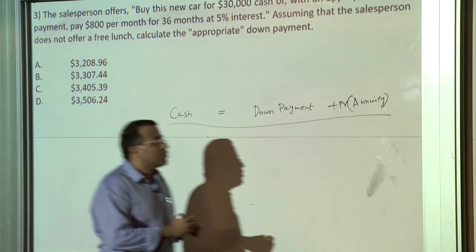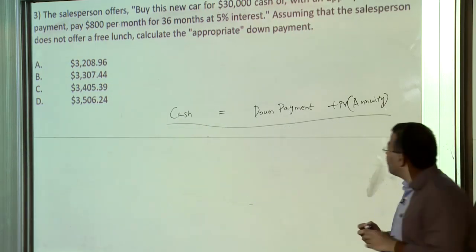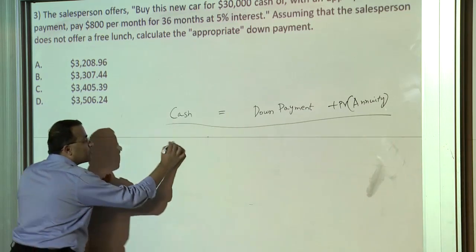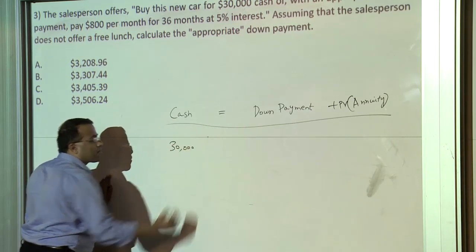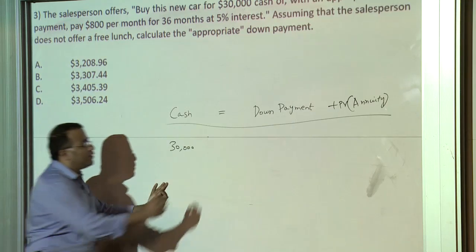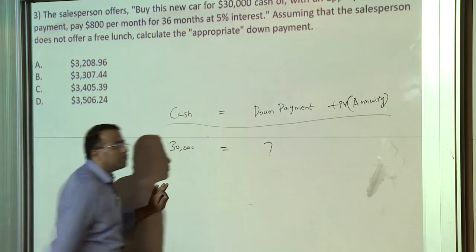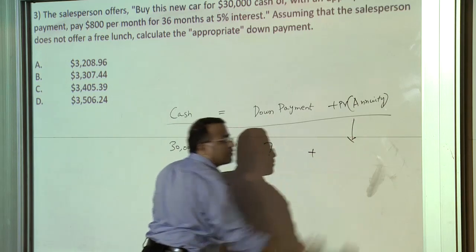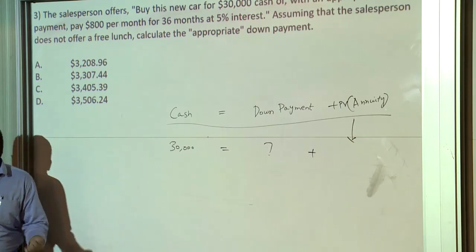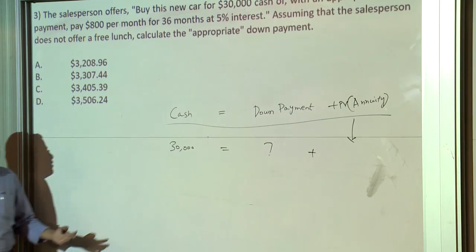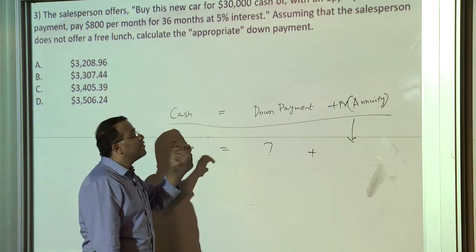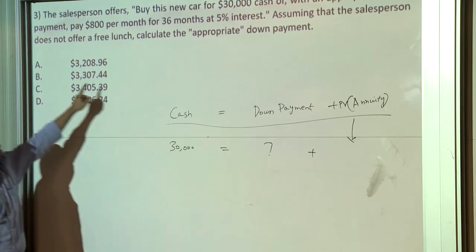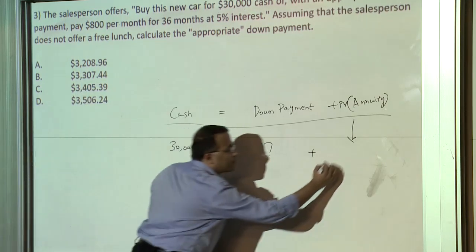Let's try to set up these components one by one. We know this number here: this is 30,000. We don't know this number here, but we can calculate this number. So how do you calculate the present value of this annuity? You have a few data points in the question. What do you have here? You have a payment of $800.